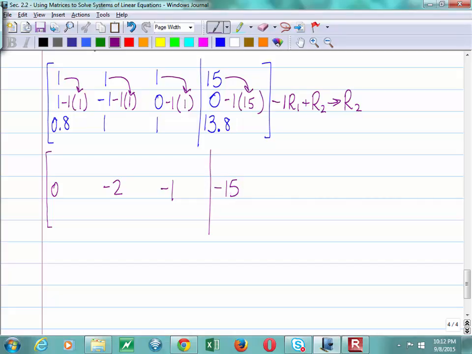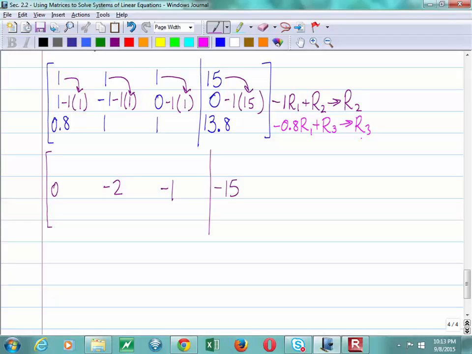Alright, and then I'm going to do the same thing on the third row, because now I need this positive 0.8 to be a 0 as well. So the opposite of positive 0.8 would be negative 0.8. Now I multiply that times the row that has the 1 in it for that column, which is row 1, and then I add that to the row that I'm trying to change, which in this case is row 3, and that gives me my new row 3.